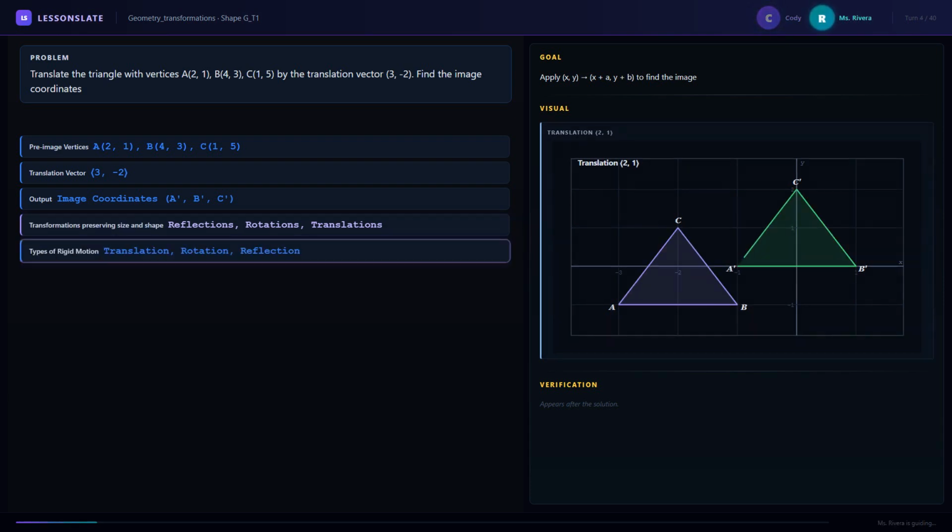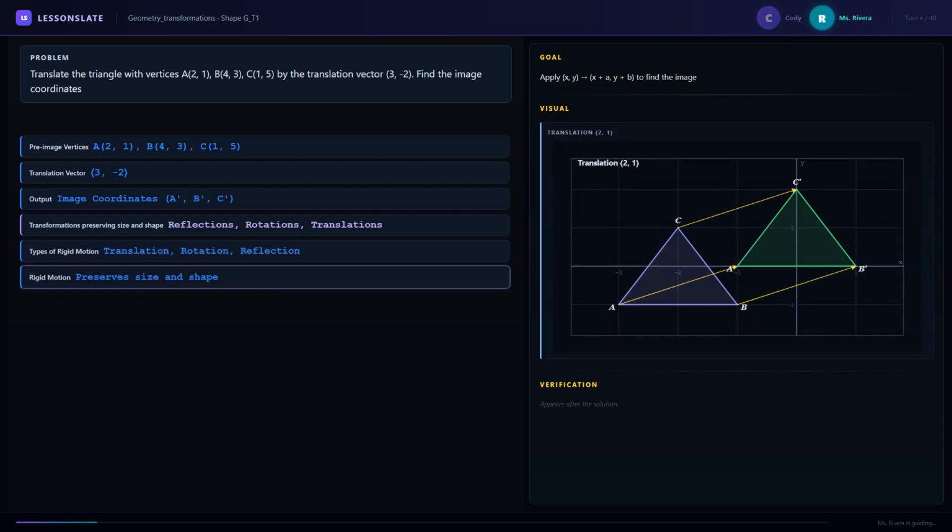That's exactly right, Cody. Those are indeed reflections, rotations, and translations. We call them rigid motions because they don't change the size or shape of the figure. Now, focusing on this problem, we're dealing with a translation. How would you describe what a translation does to a figure?